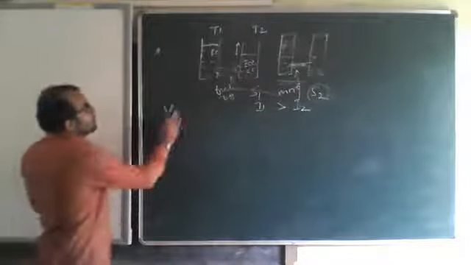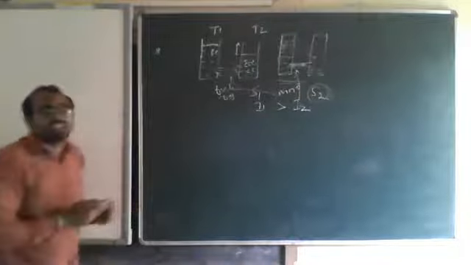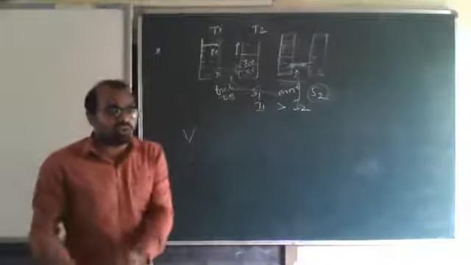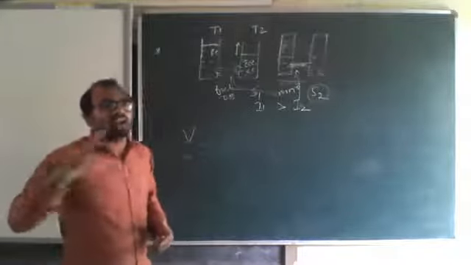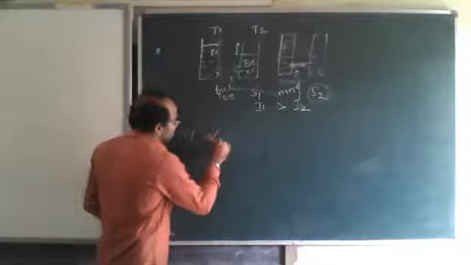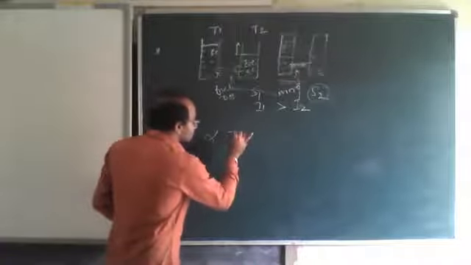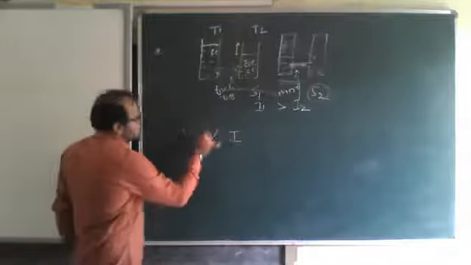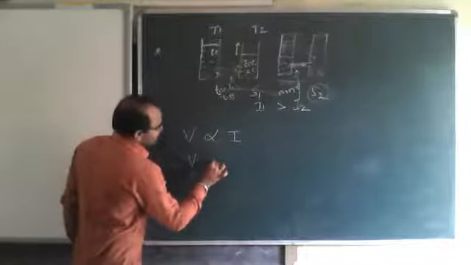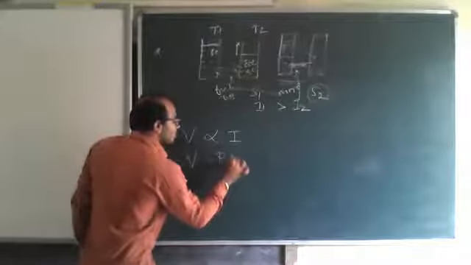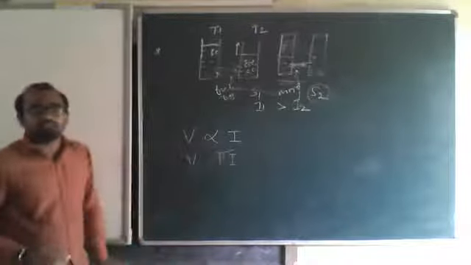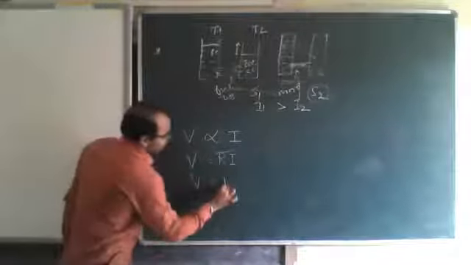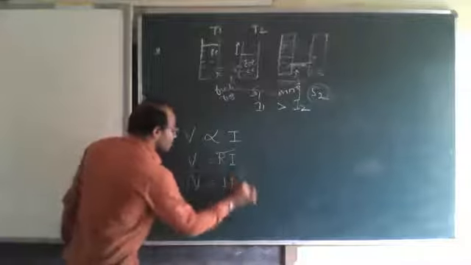That means potential difference decides the current. If the potential difference is more, current is more. If the potential difference is less, current is less. So potential difference is directly proportional to current, that is V is directly proportional to I. So this proportional symbol is removed by taking one constant: V equals IR. This R is called the resistance of a conductor. So V equals IR. This is called Ohm's law.